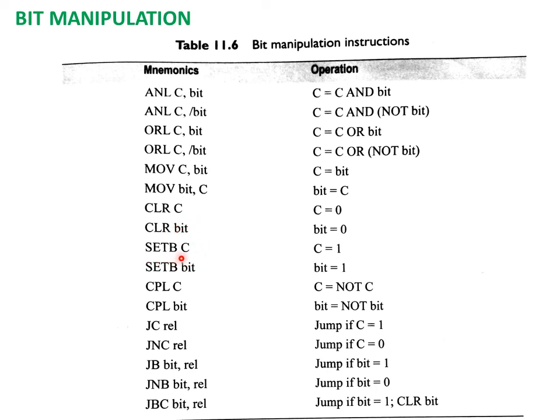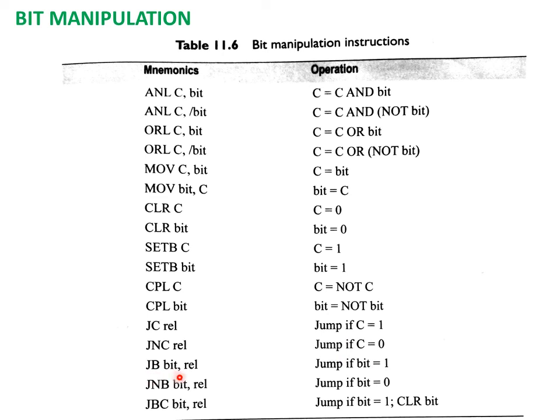Next, SETB C: here the C register bit is set to 1. SETB bit sets the bit to 1. Next, complement C, nothing but the C register is complemented. CPL bit complements the bit. JC is jump if C equals 1, only jump if C equals 1. JNC is jump if not C, meaning jump if C equals 0. Jump means C is 1, not jump means C is 0.